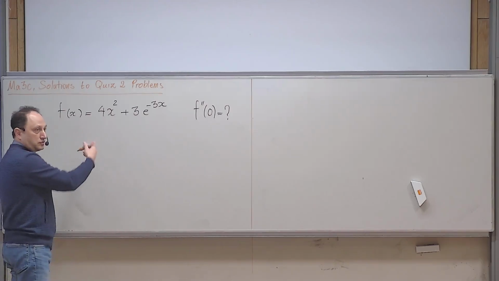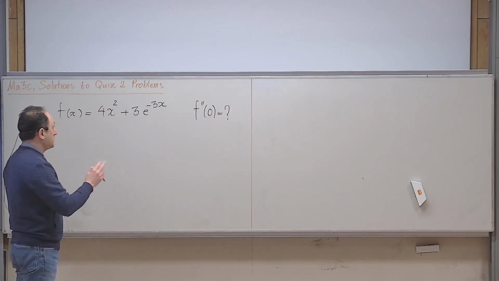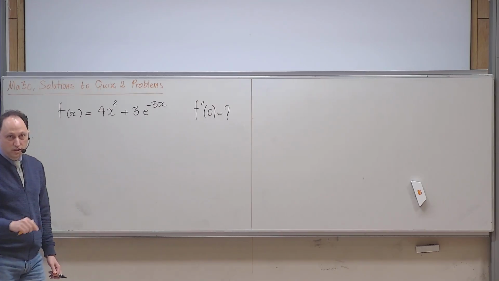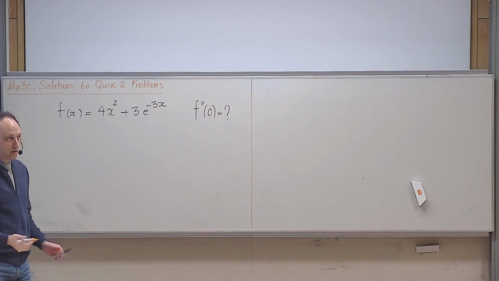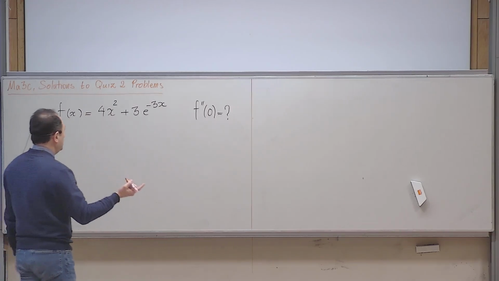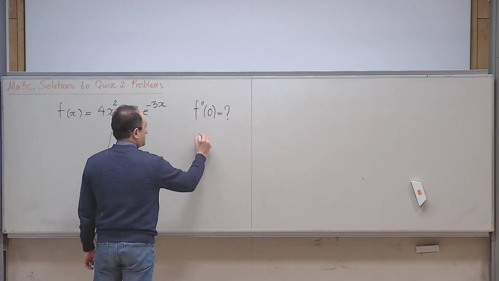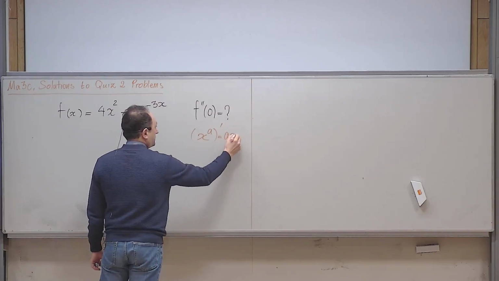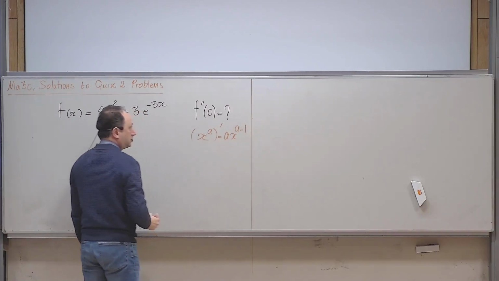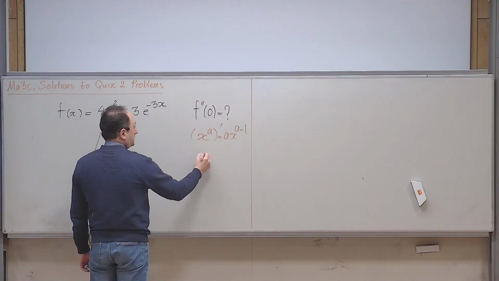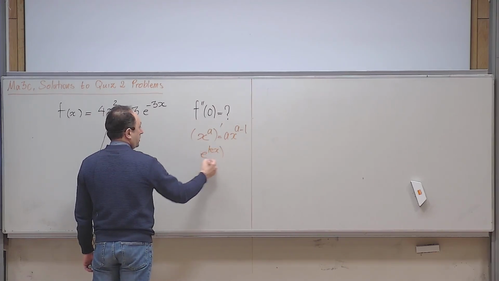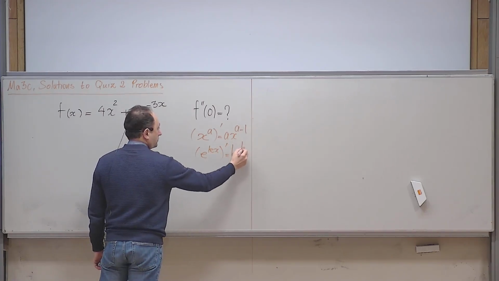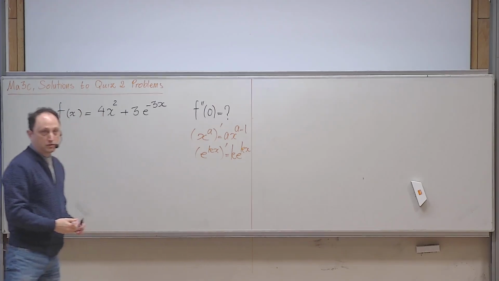Yes, I have to take the derivative 2 times. After the second derivative is found, I am supposed to replace the x in the second derivative with 0 and then calculate the number. But there are 2 formulas you need, yes? So x to power a prime is what? A x to power a minus 1. And the other formula that you need is e to power kx prime is k goes down and the function repeats itself. So these are the formulas.